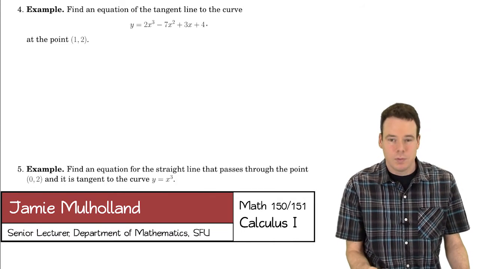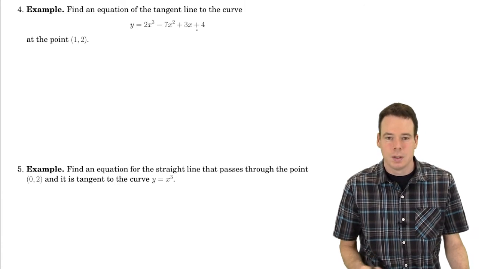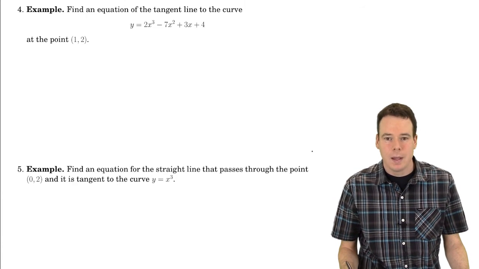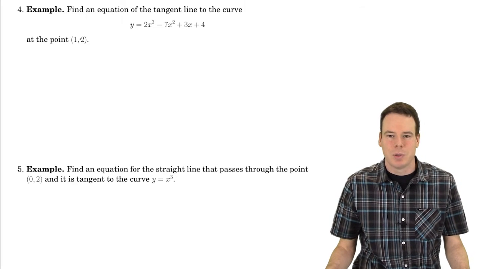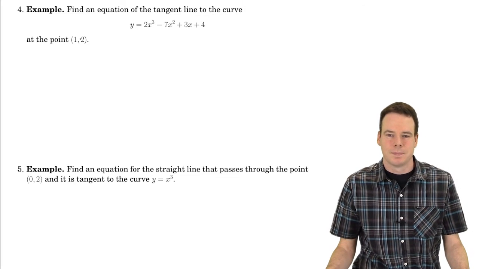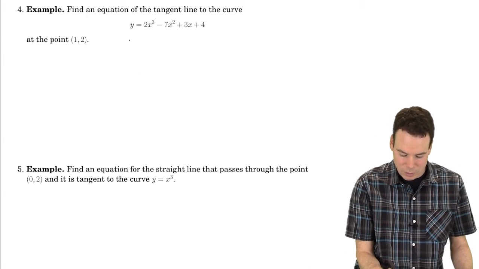So take a moment, pause the video, and try this question on your own. Find the derivative of this function, this polynomial, and then use it to find the equation of the tangent line to the point. So take a moment to pause, and then we'll work through it after you've finished. Okay, so let's go ahead and work through this one.